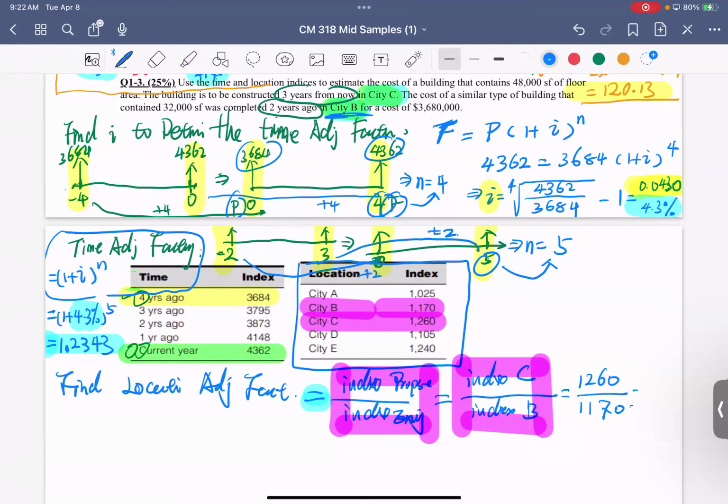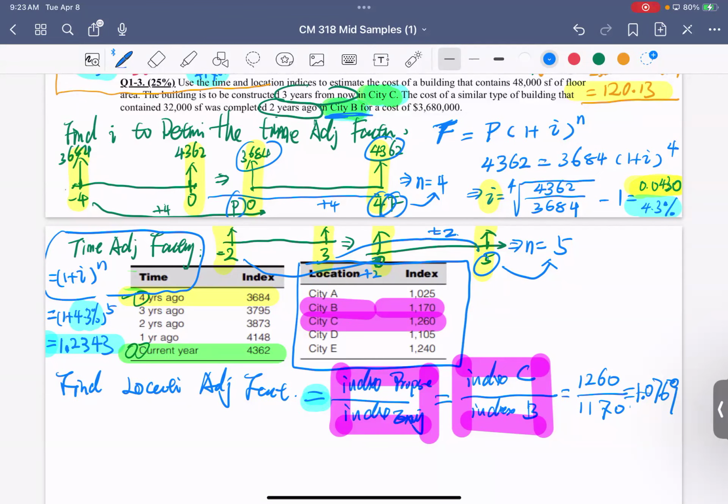So you're getting a number over here. You don't need to have a final number for this one if you want to use your calculator to speed up your process. But if you do want to, you can get a number here, 1260 divided by 1170. So the number over this one will be equal to 1.0769, right? So keep 4 decimals, please.